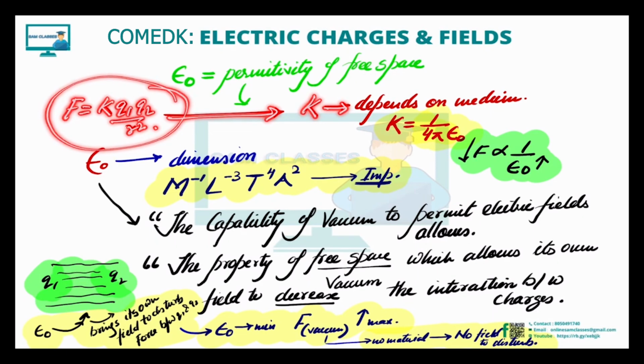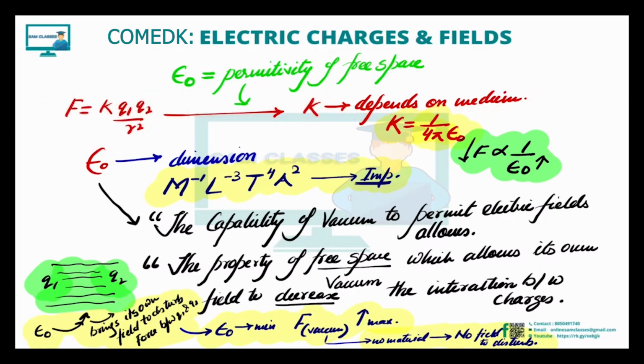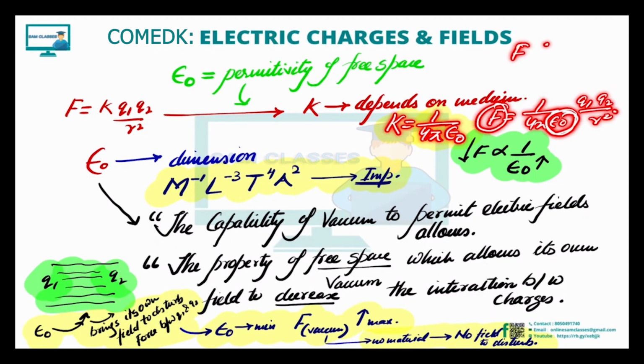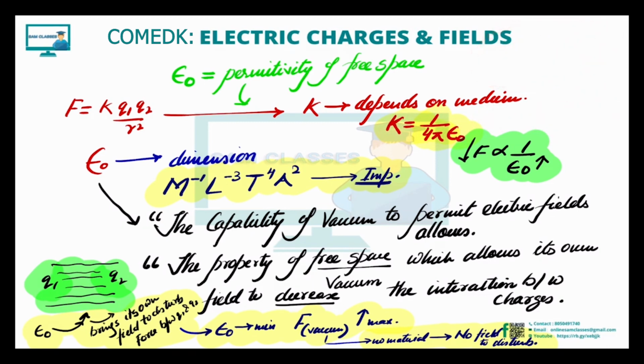And we know K depends on the medium, on what kind of medium we are taking. We'll see that later, don't worry. K is equal to, we already know the formula, 1 by 4 pi epsilon naught. So the force is equal to 1 by 4 pi epsilon naught times Q1 Q2 by R square. Now see, force and epsilon naught are inversely proportional. If epsilon naught increases, the force has to decrease. So that one thing we know. Now the dimension also we can find out: if we can find the unit, we can simply find the dimension.